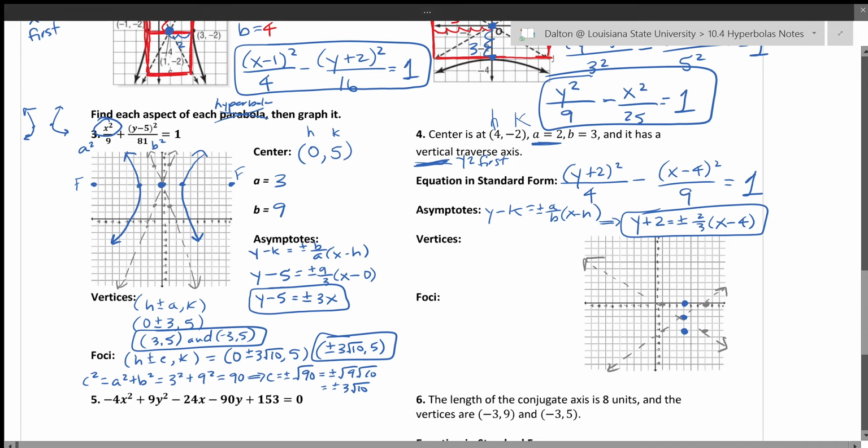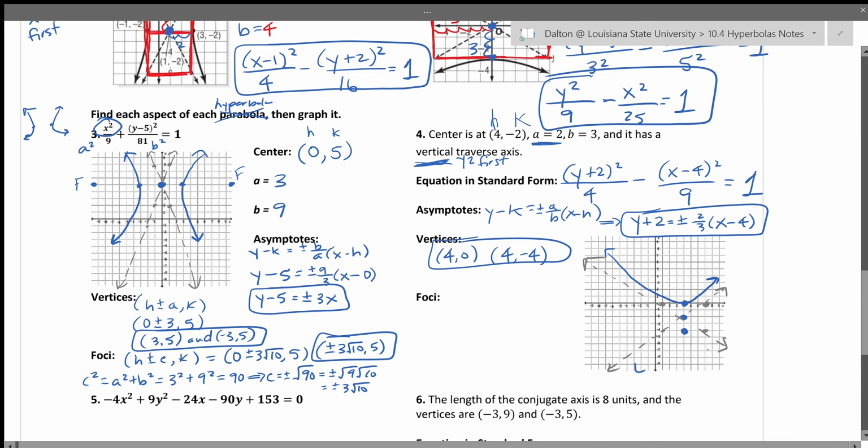Okay, I already found my vertices by hand, or you can use the formula if you wish. Either way, you should get (4, 0) and (4, -4). And that's enough to graph your curve. The only things necessary for the curve are the center, your vertices, and your asymptotes. The foci are going to be the last aspect.